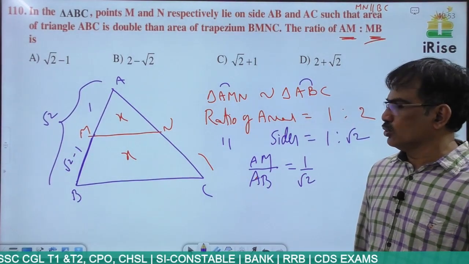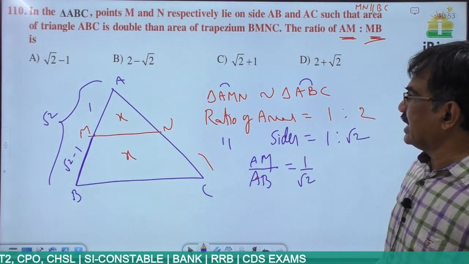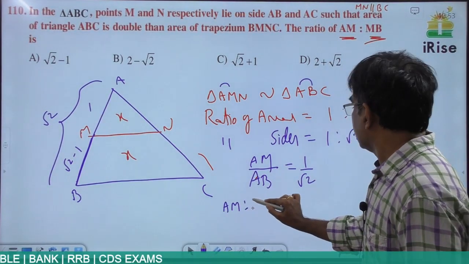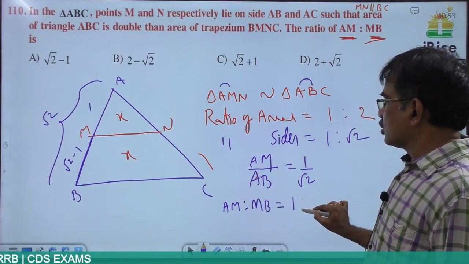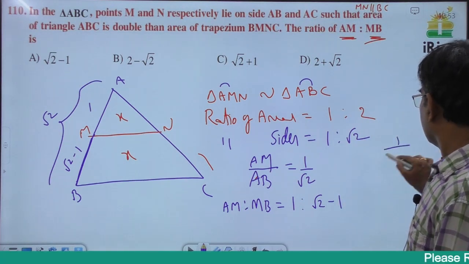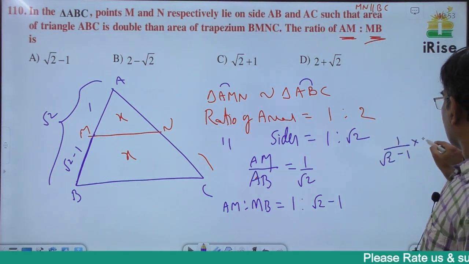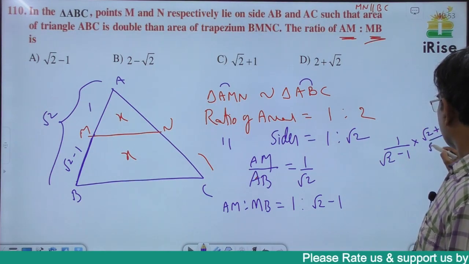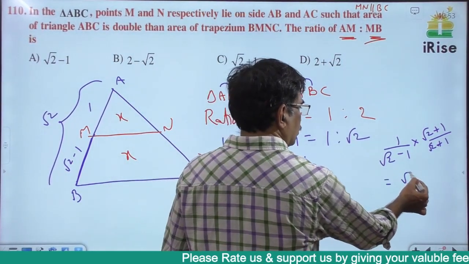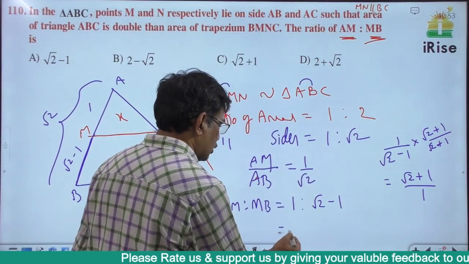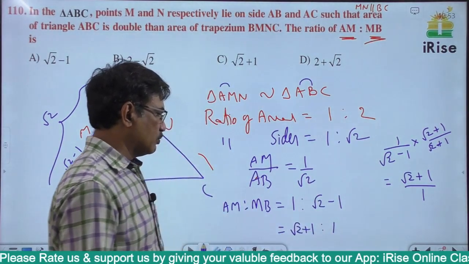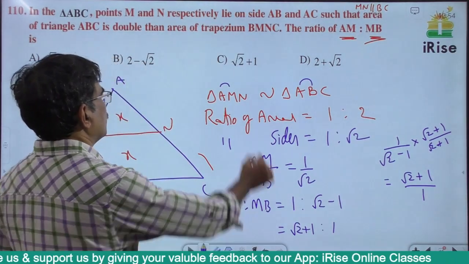Okay, MB is equal to √2 minus 1. What do they want? They want AM is to MB, which is equal to 1 is to √2 minus 1. So the answer is 1 by √2 minus 1. It is not there, so I multiply and divide it by √2 plus 1 by √2 plus 1. Then this ratio can also be written as √2 plus 1 by 1, or √2 plus 1 is to 1. Just multiply this ratio by √2 plus 1, you get this answer. So the answer is √2 plus 1.